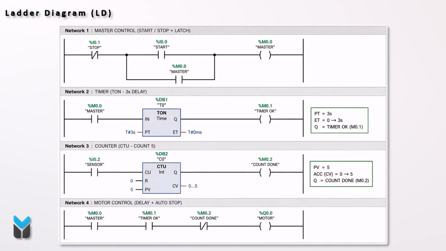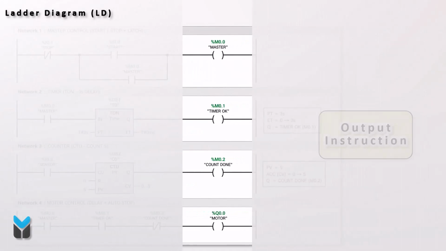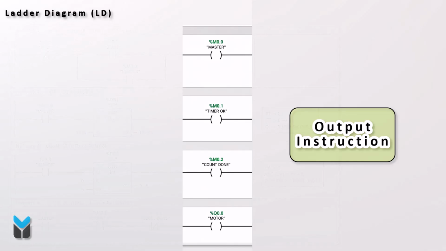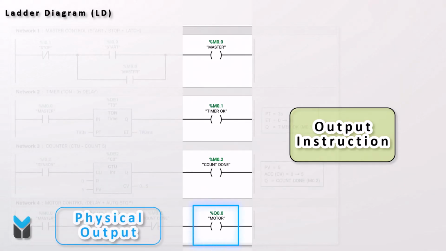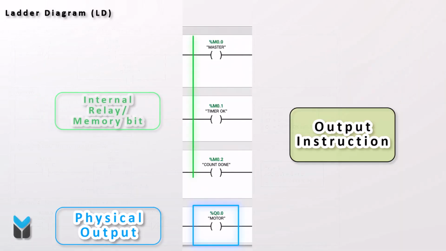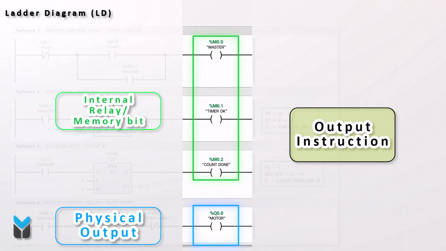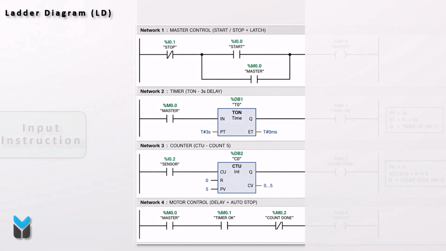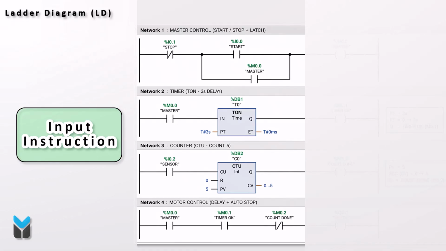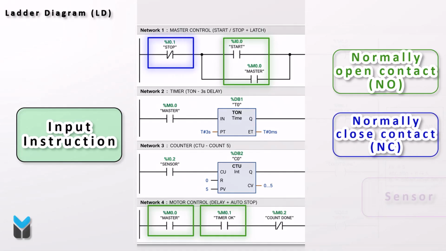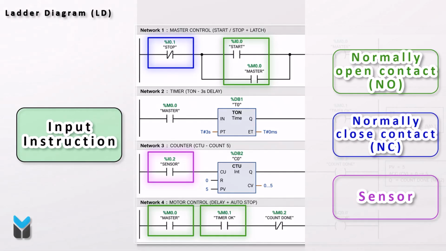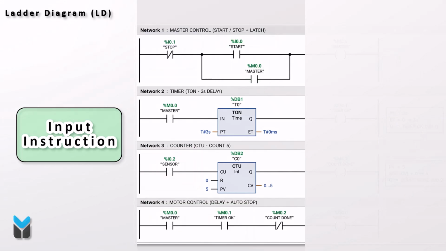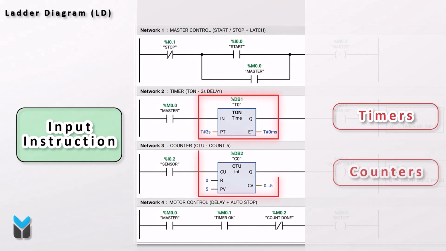Now, let's understand this using a real ladder diagram. In each rung of the LD, the rightmost element represents the output instruction. The output can be of different types. It can be a physical output, like a motor, or it can be an internal relay, also called a memory bit, used to store logic inside the PLC. Everything to the left of the output instruction are the input instructions that define the conditions. These input instructions include normally open contacts, normally closed contacts, and sensors, which represent real-world inputs. In addition to these, we can also use advanced instructions like timers and counters as part of the logic.